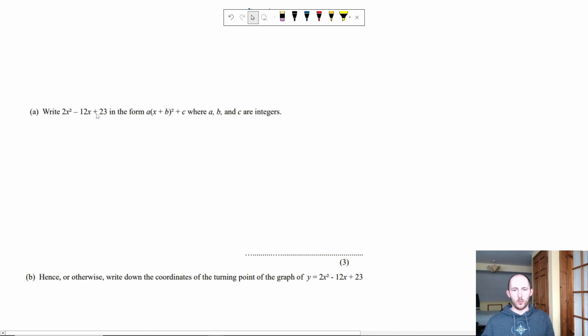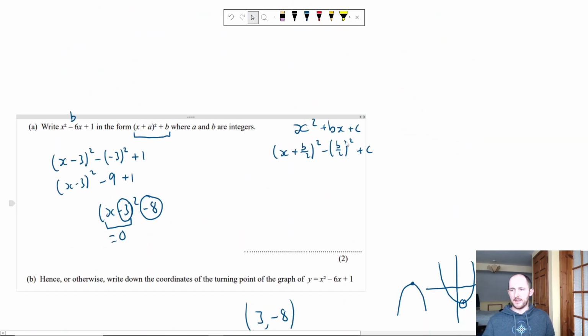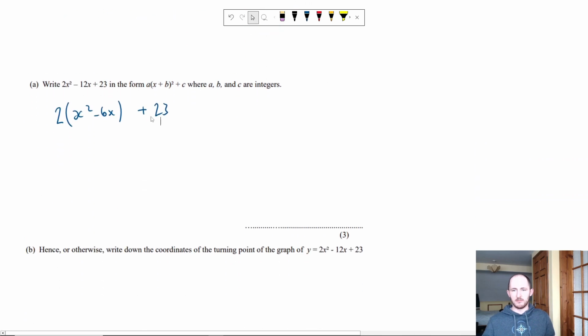Okay, what if there's a 2 in front? Well, this is where things get slightly more tricky. If there's a 2 in front, there's a few different ways you can do this. My personal recommendation is to factorize out whatever's in front of the x squared, okay? So I'm going to put 2, x squared minus 6x, and I'm going to leave the 23 at the end. Because if you remember, the 23, all it does is it adds at the end.